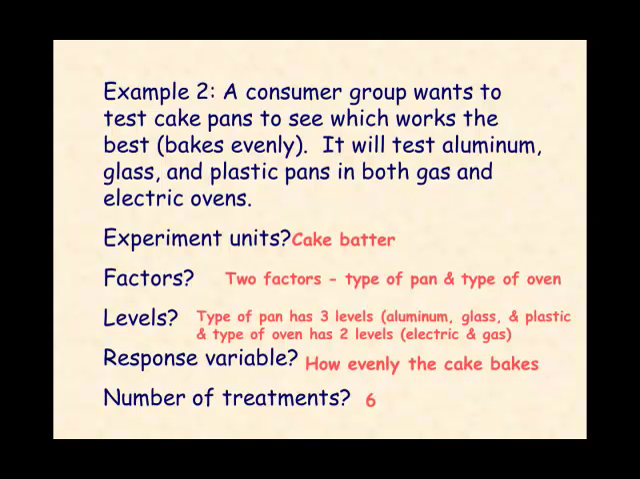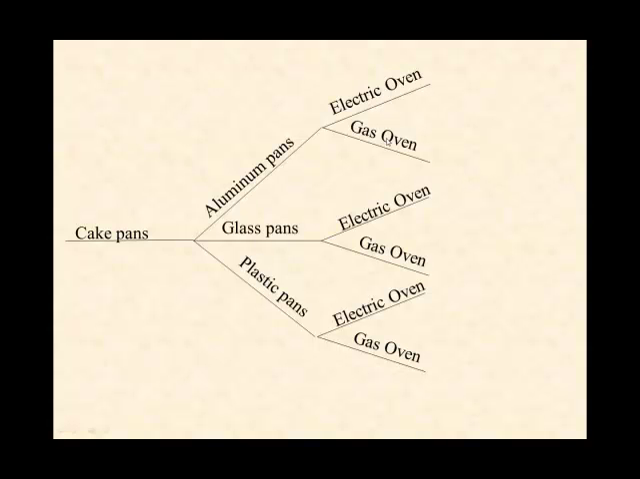So we can show that with a tree diagram. We have our cake pans. We have the 3 types, aluminum, glass, and plastic, and each one of these are going to go into an electric and a gas oven. So there's our 6 treatments. Aluminum with electric oven, aluminum in a gas oven, then we have glass in an electric oven, a glass pan in a gas oven, and plastic in electric and gas. And then what we do is we compare the results.